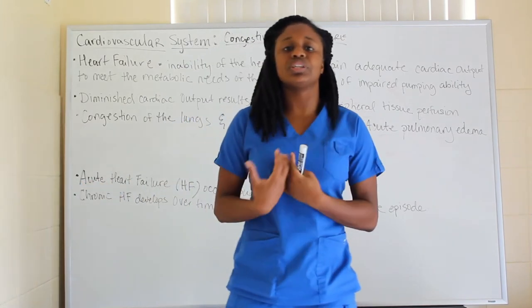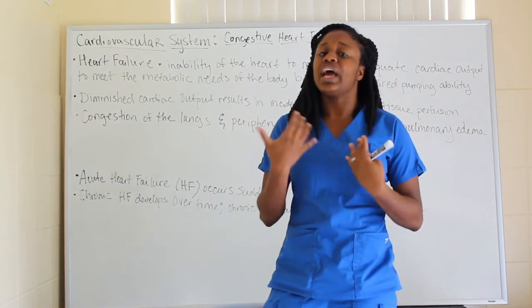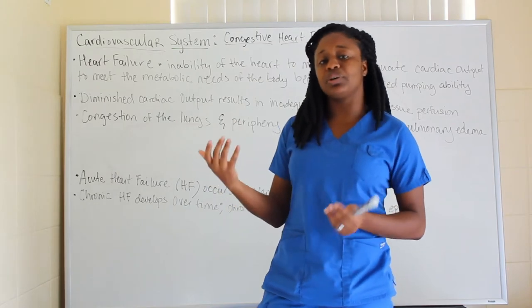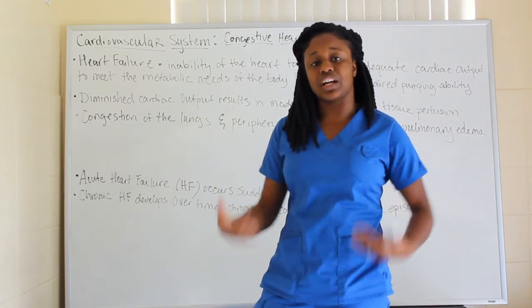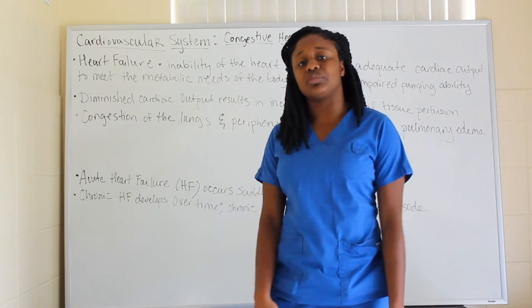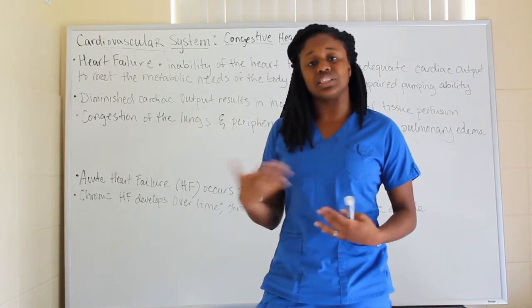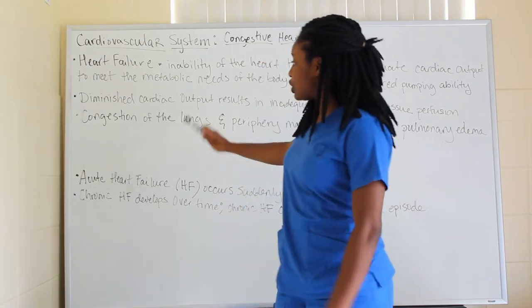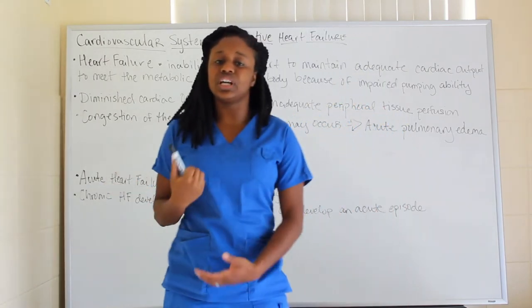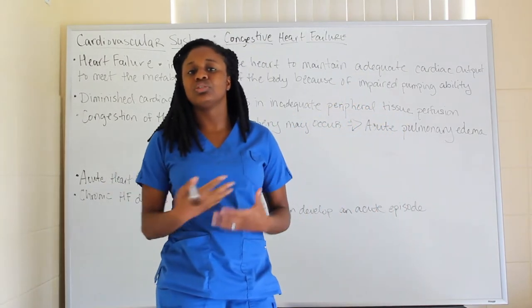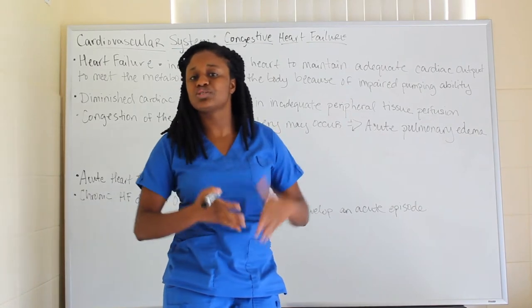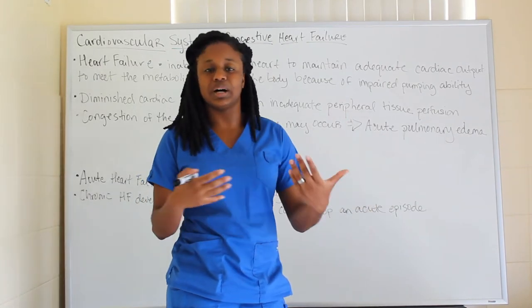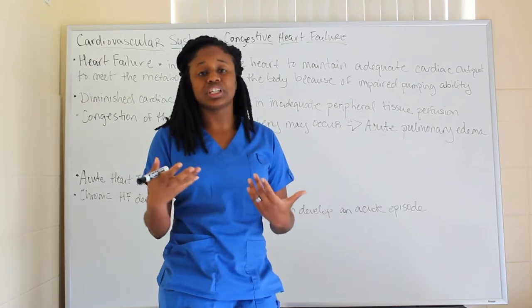So somewhere within the heart is not able to function properly, and therefore there's a lack of cardiac output, which is going to give a lack of perfusion because the heart has to feed the rest of the body and its main organs, such as the kidneys, the liver, things like that, all right? It can also lead to congestion of the lungs, which is eventually going to lead to acute pulmonary edema, which can ultimately result in a life-threatening condition.